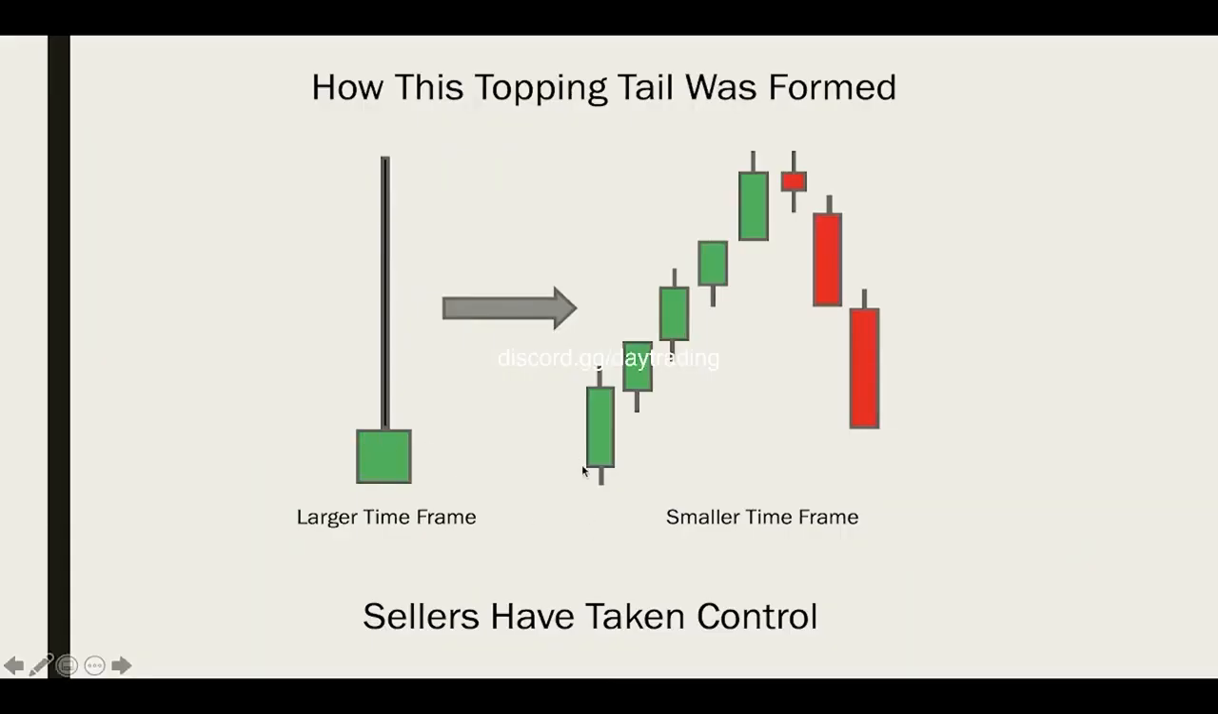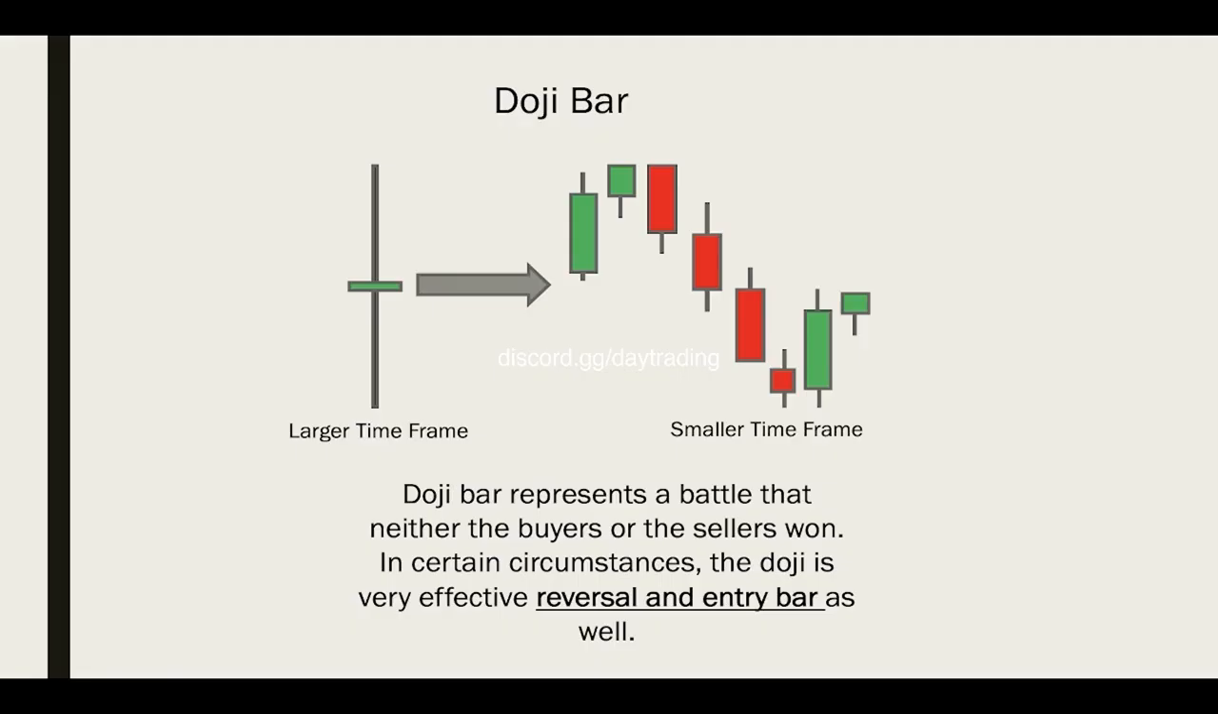Another example, even when it's green, we open at this price. Buyers come in, they rally, we make absolute highs just for the sellers to show up and end the move. And although it's green, we could still see that the sellers have taken control. Okay? With a doji bar, we talked about how a doji bar represents a battle that neither the buyers nor the sellers won. And in certain circumstances, the doji bar is a very effective reversal and entry bar. So that's really important. A doji bar is an excellent entry bar. And we're going to be talking about that a little later once we actually start going through the strategies.